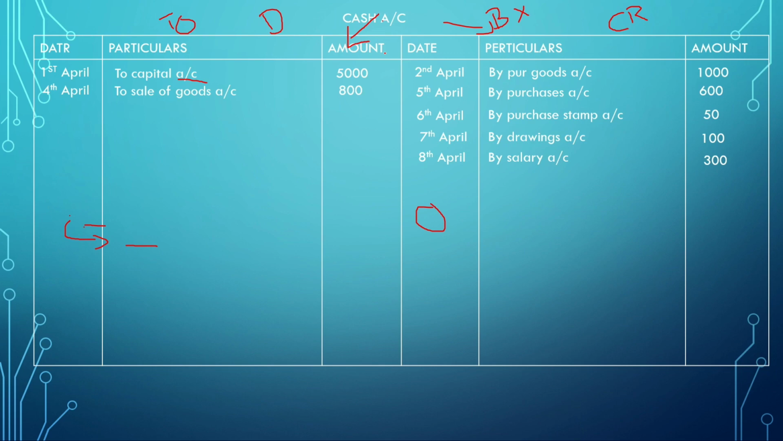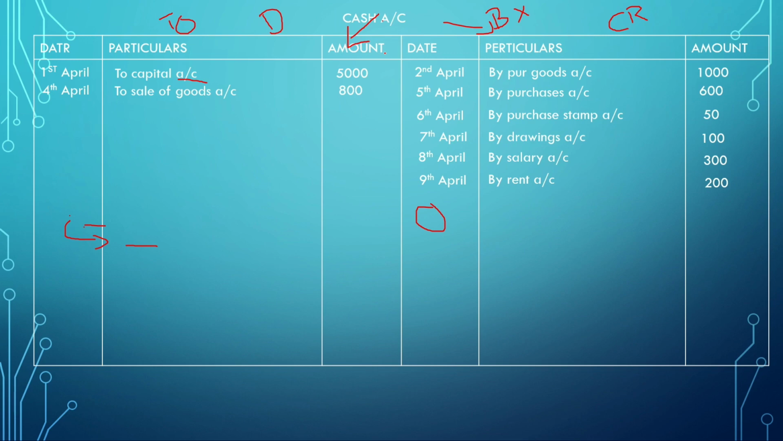Here the business paid rent, which means cash was going out. How much rent are they paying? They are paying 200 rupees. So here cash is going out in the form of rent. They are taking the rent services and they are making the payment in cash. And the next and last cash transaction happened on the 10th April.